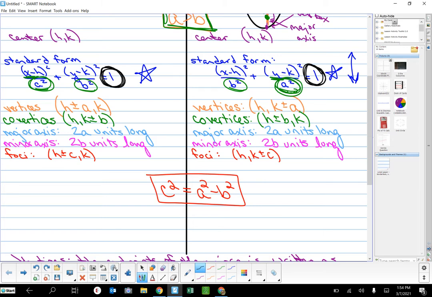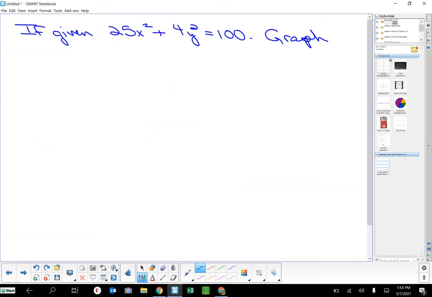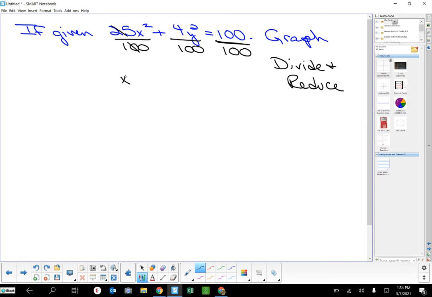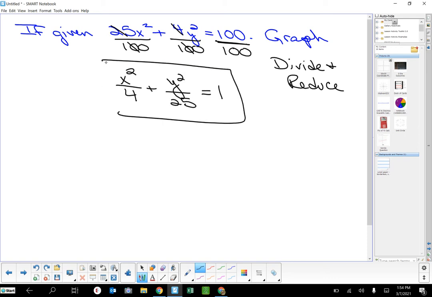So if they're not equal to 1, the first thing you need to do is divide by whatever this number is so that they are equal to 1. And if you divide by that on one side, you have to divide every term by that. Okay, so then we're going to divide and reduce. And now 25 over 100 is 1/4. 4 over 100 is 1/25. And this is the standard form of an ellipse.